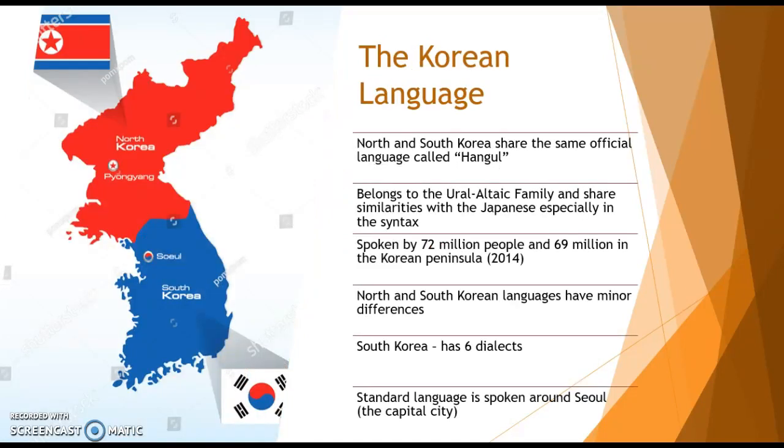First, let us take note that Korea is divided into two nations, the Democratic People's Republic of Korea or North Korea, and the Republic of Korea or South Korea. North and South share the same official language called Hangul. Scholars say it belongs to the Ural-Altaic family and shares similarities with Japanese, especially in the syntax. As of 2014, it is spoken by 72 million people, and 69 million in the Korean peninsula. North and South languages have minor differences ever since their separation. South Korea has 6 dialects and the standard is spoken around Seoul, here, the capital city.